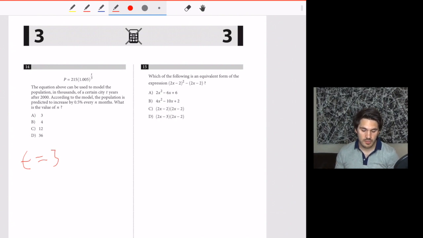12 months in 1 year, so that means there are 36 months in 3 years. So therefore, n has to equal 36.